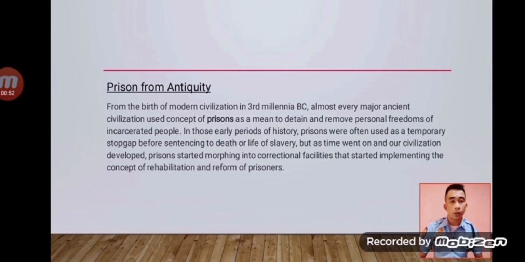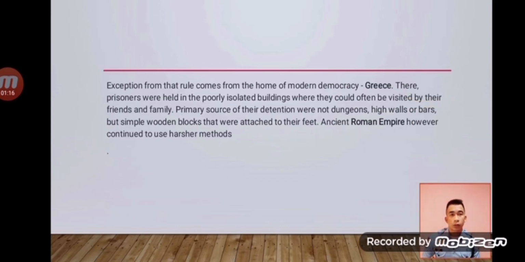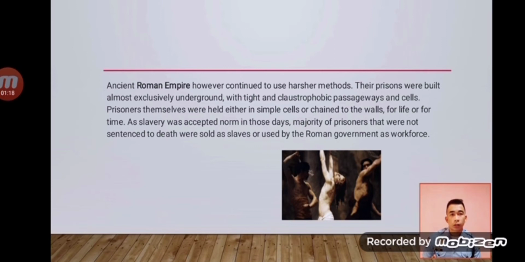or life of slavery. But as time went on, our civilization developed, and prisons started morphing into correctional facilities that started implementing the concept of rehabilitation and reform. Back to the ancient Roman Empire, however, which continued to use harsher methods.